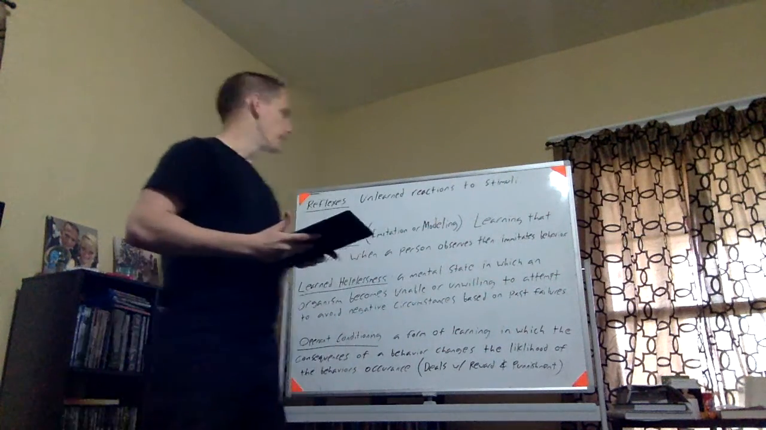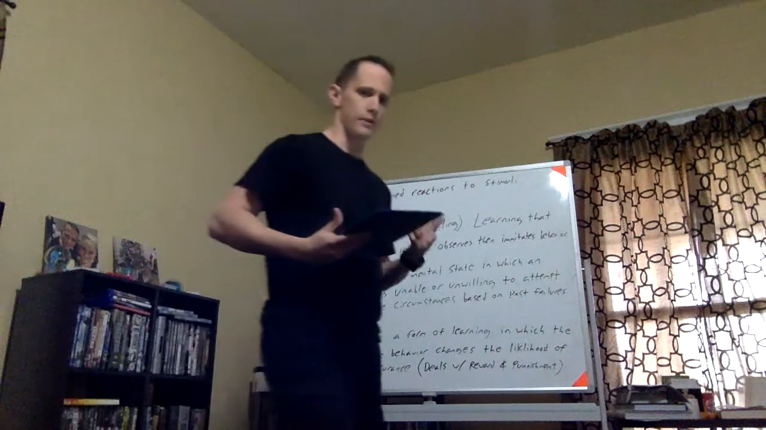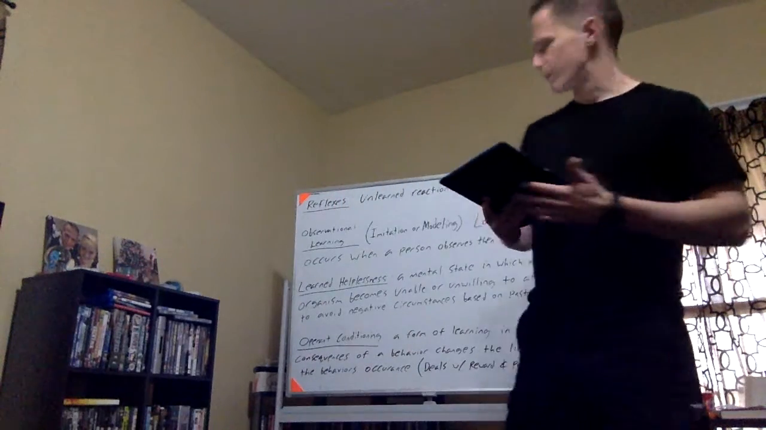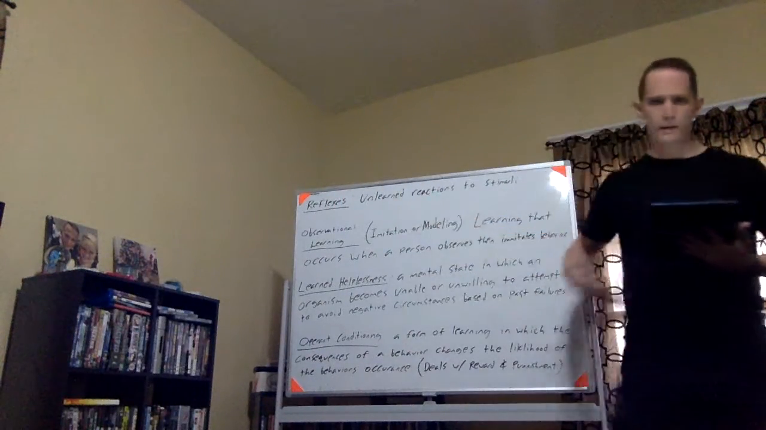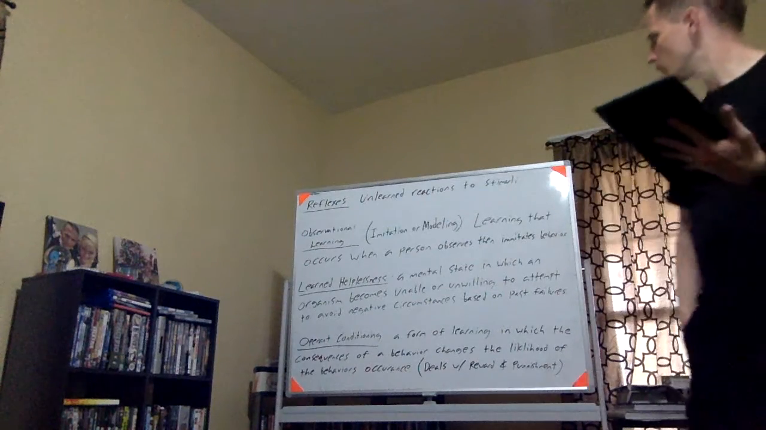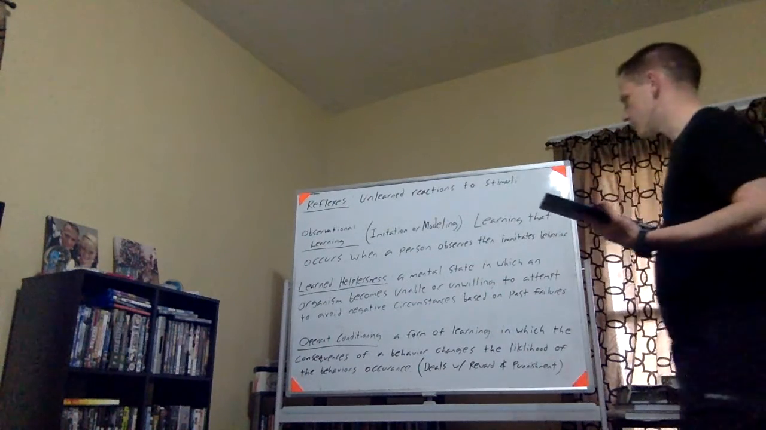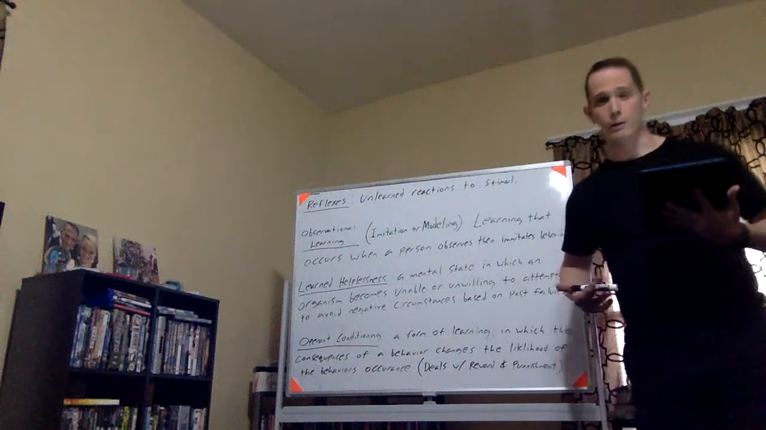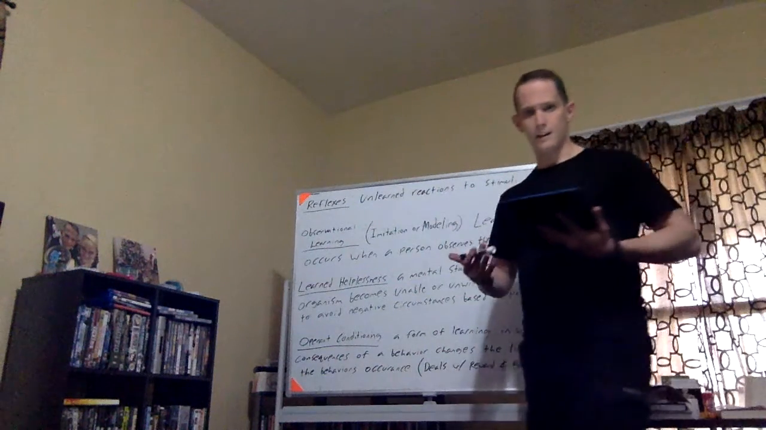Next up, we have something called observational learning. So this is probably the most common form of learning, where you might think of it as imitation or modeling. It's kind of all the same thing. Learning that occurs when a person observes and then imitates behavior. So yes, quite literally, monkey see, monkey do.